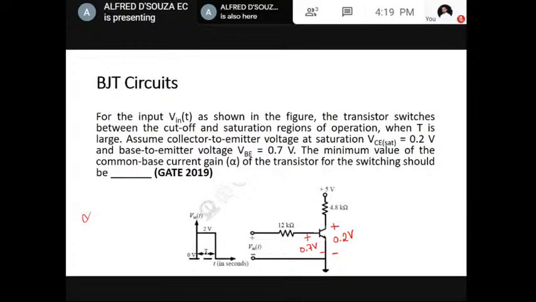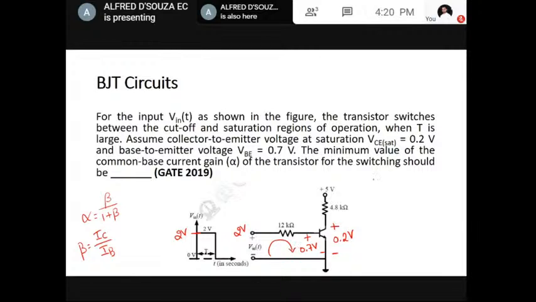So they're asking alpha. What is alpha? Alpha can be calculated in terms of beta as beta by 1 plus beta. And how do we calculate beta? We should know the value of IC and IB. So how can we calculate IC and IB? It is very simple. The voltage applied is 2 volt. So this is 2 volt. Apply KVL to the input side.